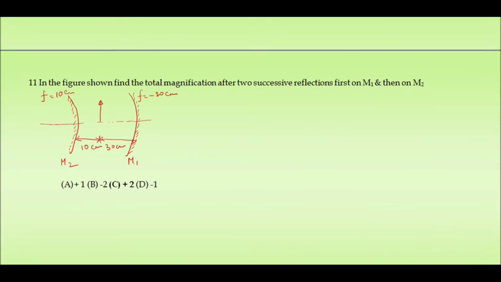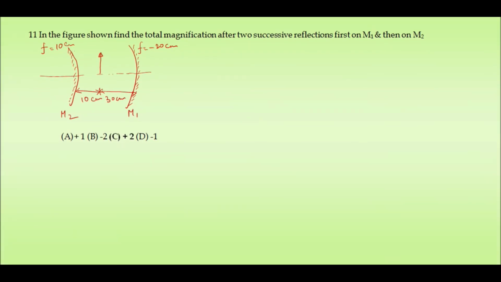Now this is a very good problem. In the figure shown, find the total magnification after two successive reflections, first on M1 then on M2. So two successive reflections, first is on M1 then on M2. So we will solve it for M1. We will calculate for M1. So for M1, U is equal to minus 30, F is equal to minus 20.